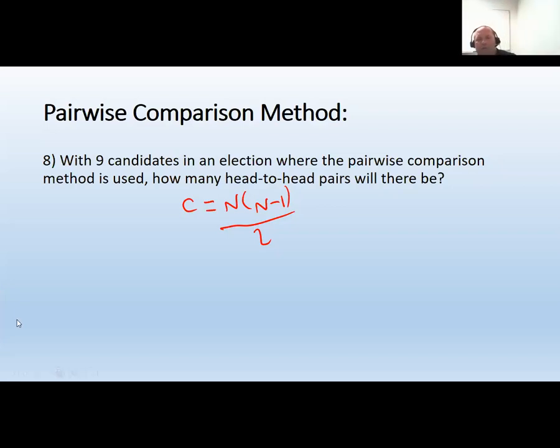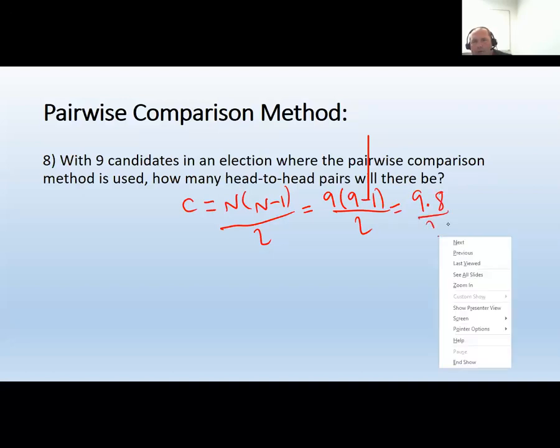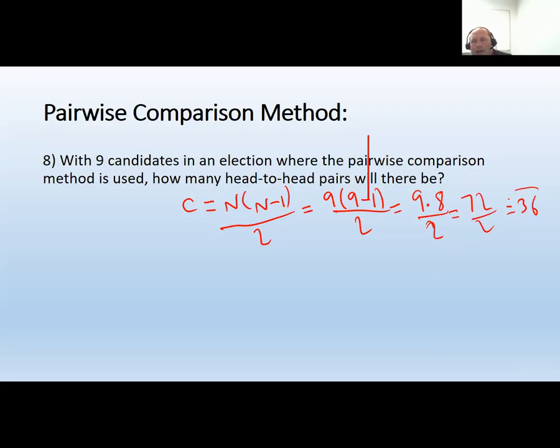All right, so we want to substitute 9 in for N. So 9 goes where N is. This is 9 times 9 minus 1 over 2. 9 times 8 is 72, over 2, which is 36. So if you had 9 candidates and you were determining the winner by pairwise comparison, you'd have to make 36 comparisons to determine the winner. Does anybody have any questions on this problem?